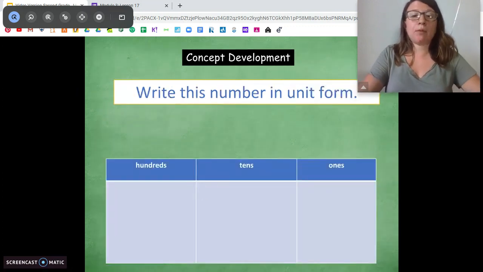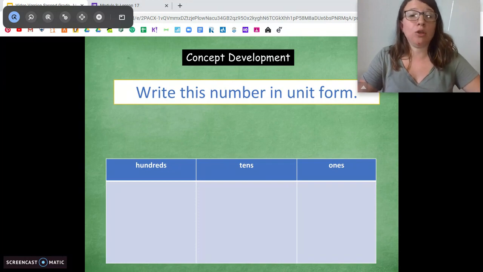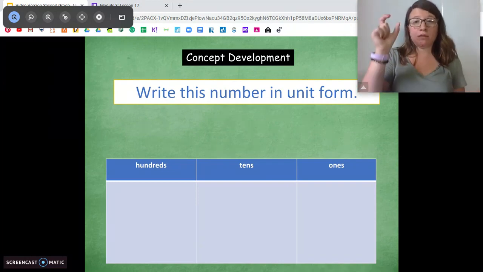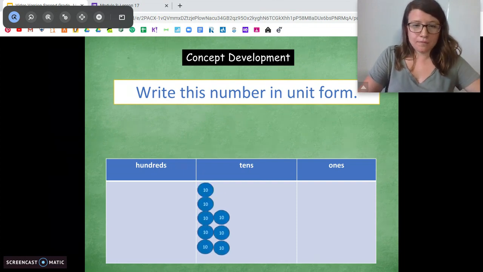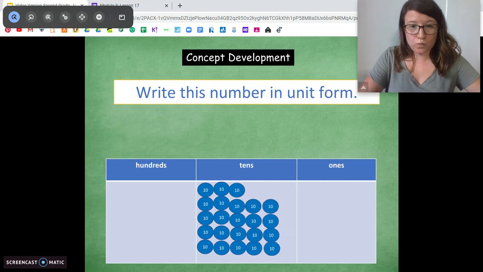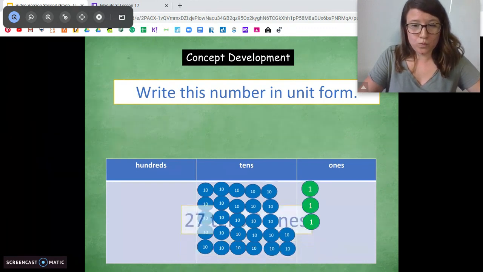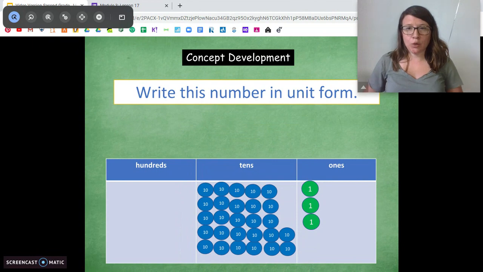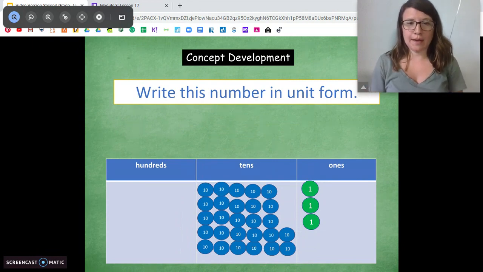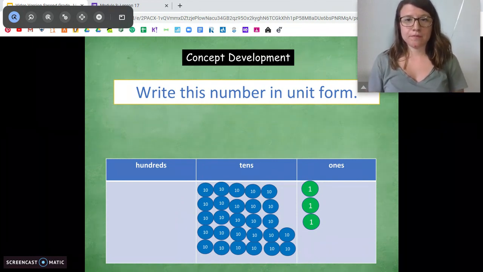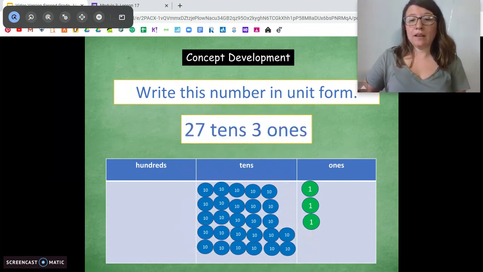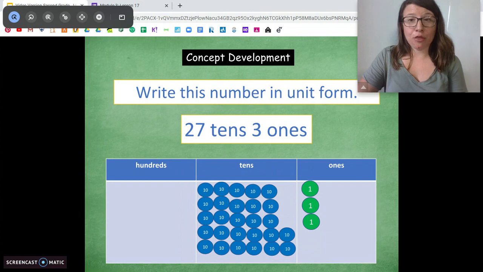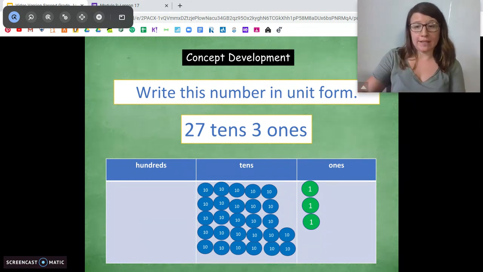Sound good? Okay. Now, you are not going to make this with your discs. I'm going to put a number on the board, and I want you to write this number in unit form. Remember, unit form is when you tell me how many tens, how many ones. Okay? So, write that number in unit form. Pause the video and do that now. Good. So you should get 27 tens and 3 ones. Make sure you have that number written down.